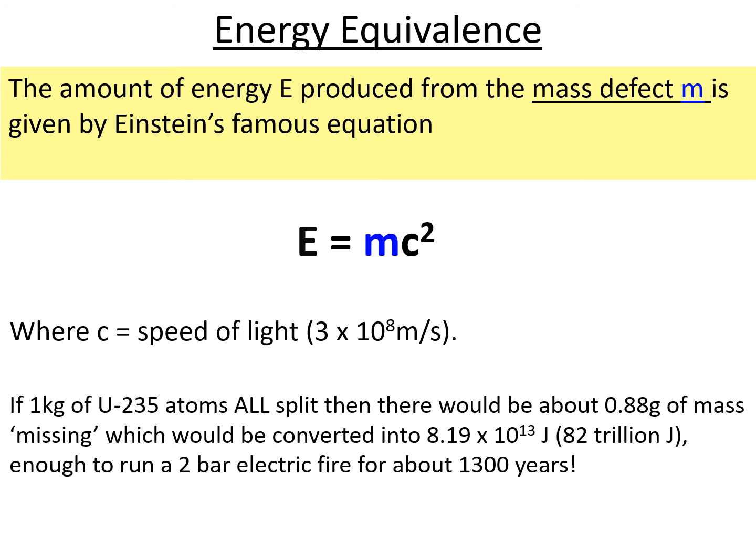Now, to give you an example of how much energy could be produced, if 1 kilogram of uranium atoms were all split, then there would be about 0.88 grams of mass missing. This could be converted into 82 trillion joules, which is enough to run a 2-bar electric fire for about 1,300 years. Obviously, we're assuming all of the atoms are split and all of the energy released is being used. That doesn't usually happen. Now, a quick point about this equation. A very big misnomer is people say that because of this equation, energy and matter are the same thing or the equivalent thing. That's not really true.